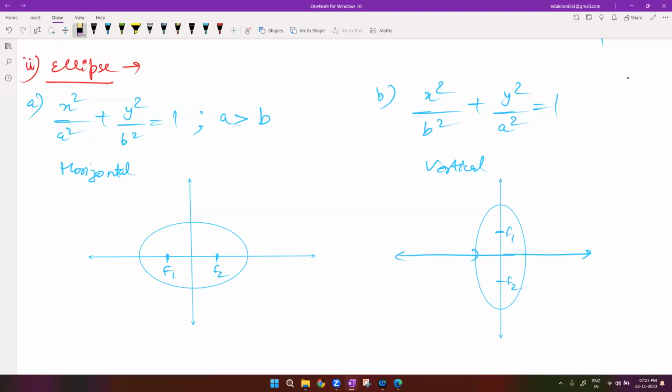This is not a circle, but still it looks like a circle. In a circle, these 2 diameters are equal. Let's say this point is A, this point is B, this point is C, and this point is D. The lengths AB and CD will be equal in a circle, but they will not be equal in the case of an ellipse. One will be greater and one will be smaller. The greater length will be called the major axis of an ellipse, and the smaller length is known as the minor axis.